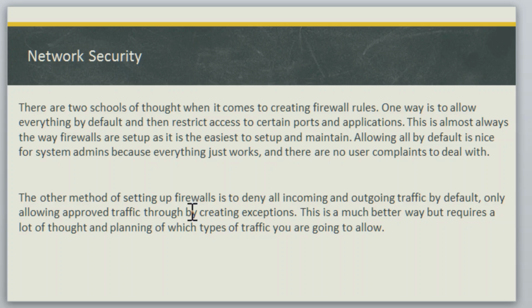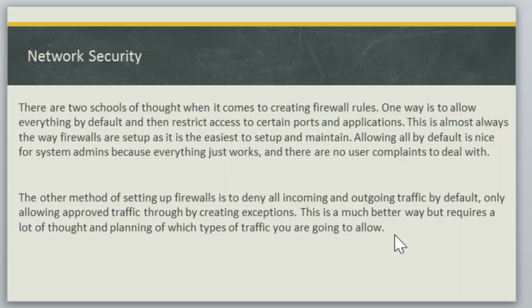So now let's talk about network security. We've talked about system security and physical security. Now let's talk about network security. There are two schools of thought when it comes to creating firewall rules. The first one is that you just allow everything by default and then restrict access to certain ports and applications. This is almost always the way firewalls are set up, as it's the easiest way to set up and maintain. Allowing all by default is nice for system admins because everything just works and there are no user complaints to deal with.